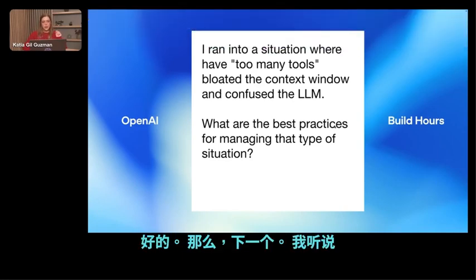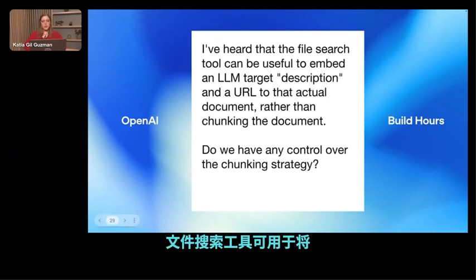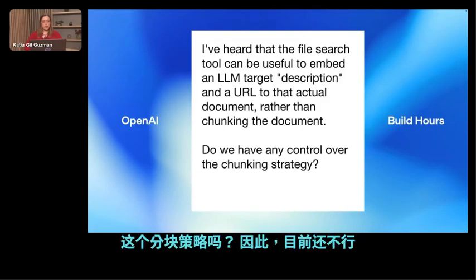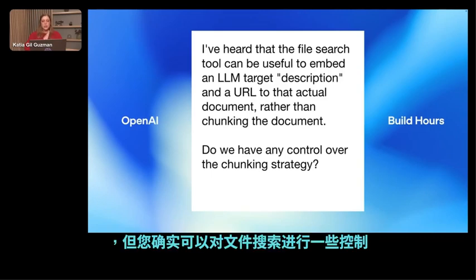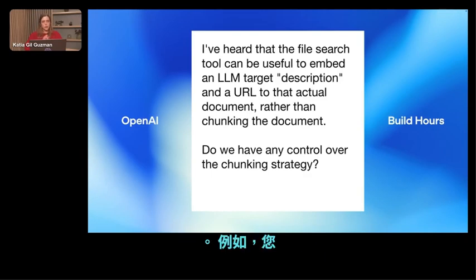Okay, so next one: I've heard that the file search tool can be useful to embed an LLM-targeted description and a URL to that actual document rather than chunking the document. Do we have any control over this chunking strategy? Not as of now, but you do have some control for the file search. For example, you can do metadata filtering.